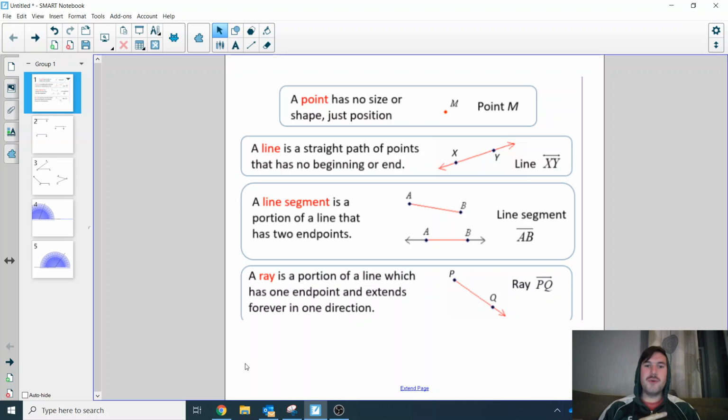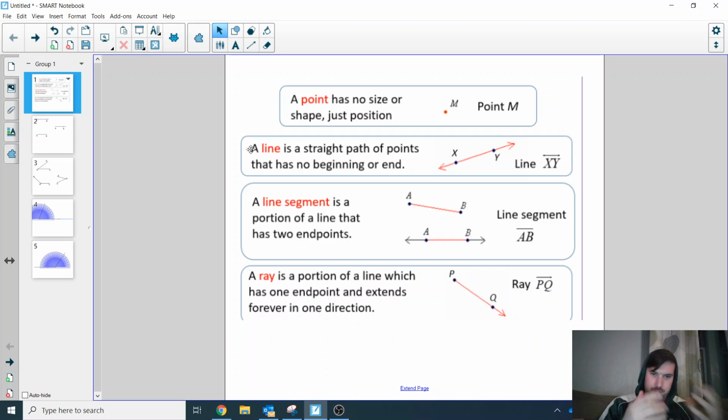So I just want to do a quick refresher on the three types of lines that we talked about last week. First, before we do that, I want to say we're going to be talking about points as well. A point has no size or shape, it's just a position. A point is a position on a line.